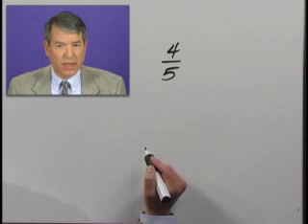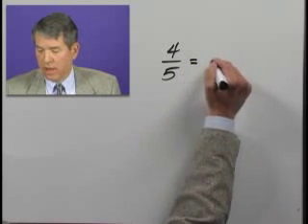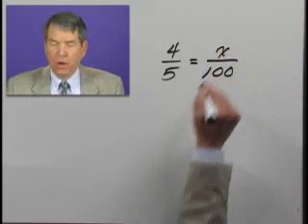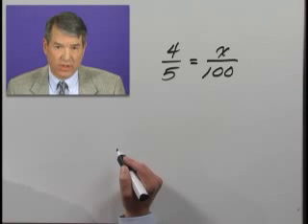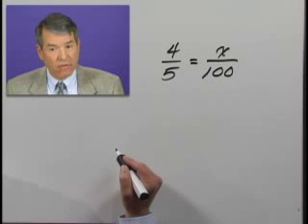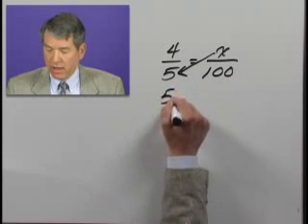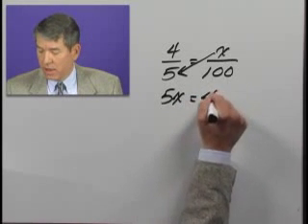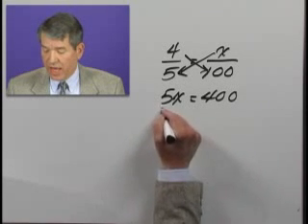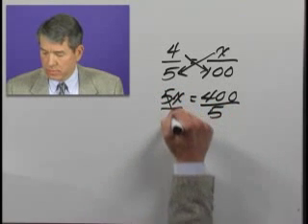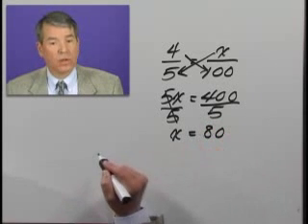But in order to do that correctly, I need it in terms of a number out of 100. What number do I need to put above 100 to make 4/5 into an equivalent fraction? If I solve for the x by cross multiplication, I find out that 5x equals 400. When I divide both sides by 5 to solve for the x, I find out that the result is x equals 80.